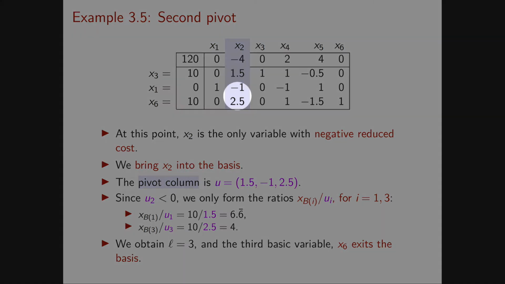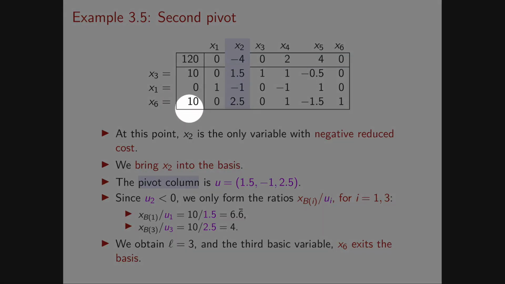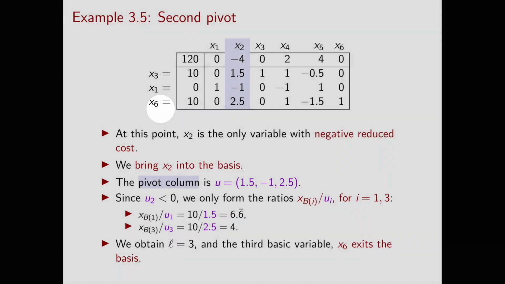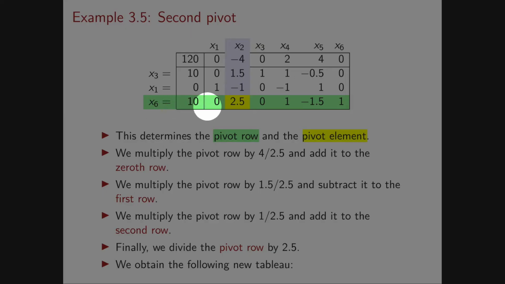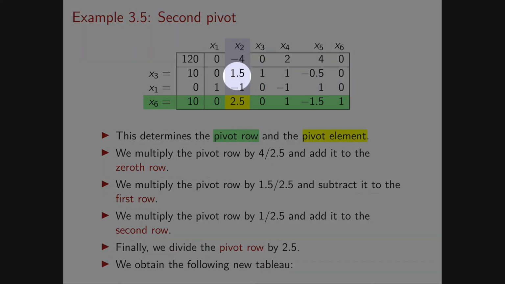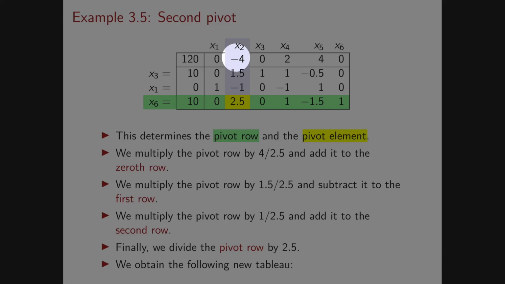Next we compute all the ratios xBi over ui whenever ui is positive. So we have 10 divided by 1.5 and 10 divided by 2.5. The smallest of the two is 10 divided by 2.5. So the third basic variable, namely x6, will leave the basis. So the third row is the pivot row, and accordingly the pivot element is 2.5. To construct the next tableau, we need to obtain 0, 0, 0 and 1 using elementary row operations. To obtain a 0 in the 0th row, we multiply the pivot row by 4 divided by 2.5 and add it to the 0th row.